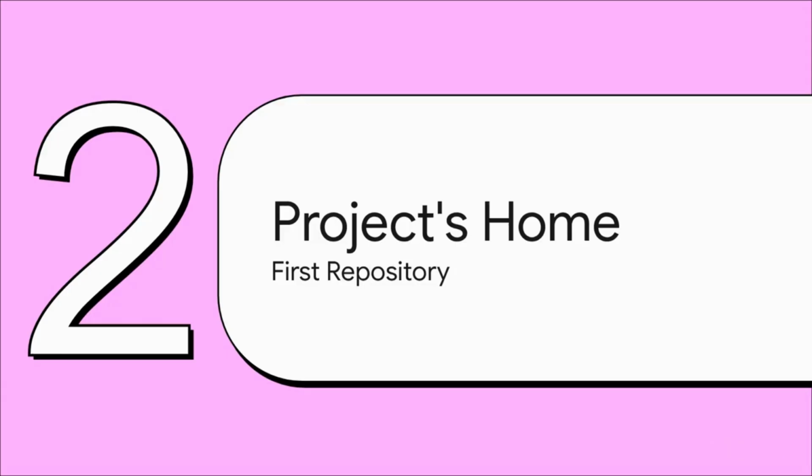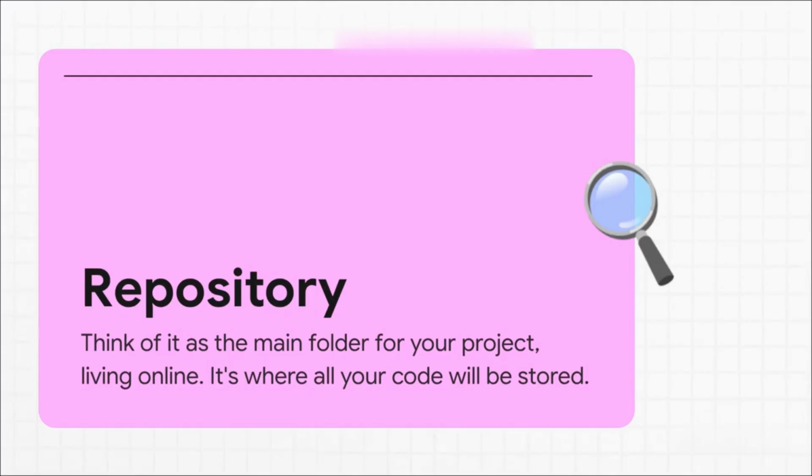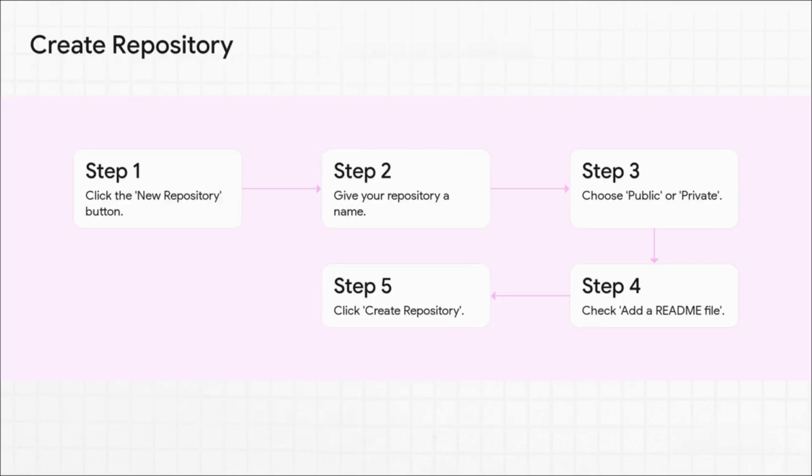So, you've got your account and you're probably looking at your dashboard right now. The very next thing we're going to do is create a specific home for our project files. And in the GitHub world, they have a special name for this. It's called a repository. Seriously, don't let the fancy word repository throw you off. All it is is a folder. That's it. It's just a main folder for your project that lives online instead of on your computer. It's where all your code, all your images, everything for that one project will be stored together. So let's make one right now.